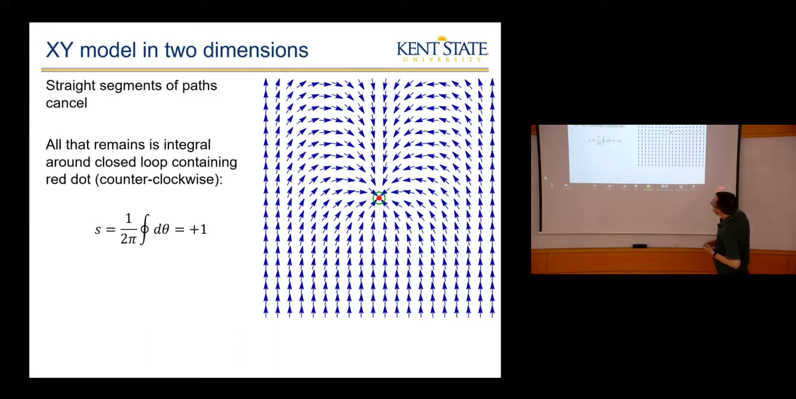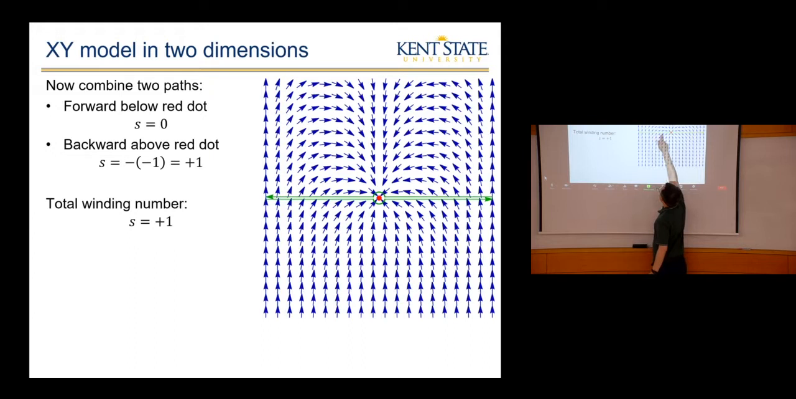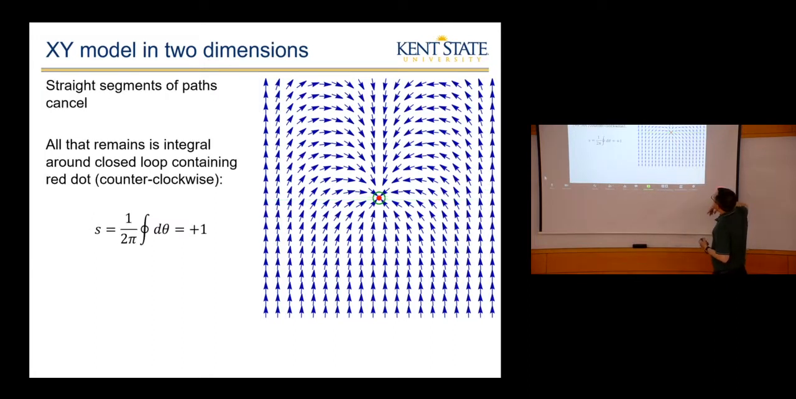Now, if we want to break this down some more, we could say the integral on this straight segment, whatever it is, cancels the integral on that straight segment because they're very close to each other and we can take a limit where they go right on top of each other. Likewise, the integral on this straight segment cancels that straight segment. So really what I have is an integral around a loop going around the red dot in a counterclockwise sense, okay? And any such loop is going to give a winding number of plus one. So that works for a tiny little loop like this, or it could work for a great big loop like that. Any loop going around the red dot will give a winding number of plus one.